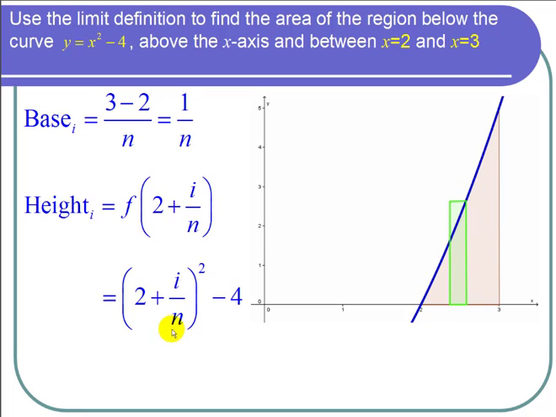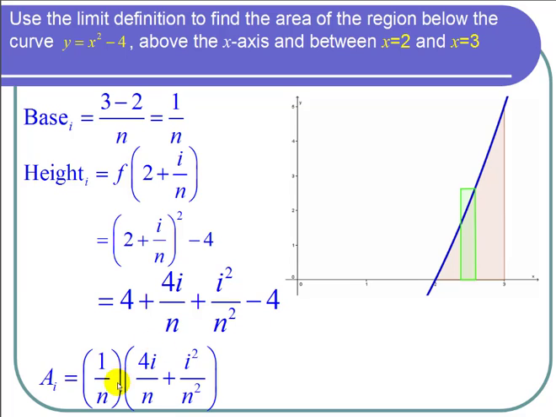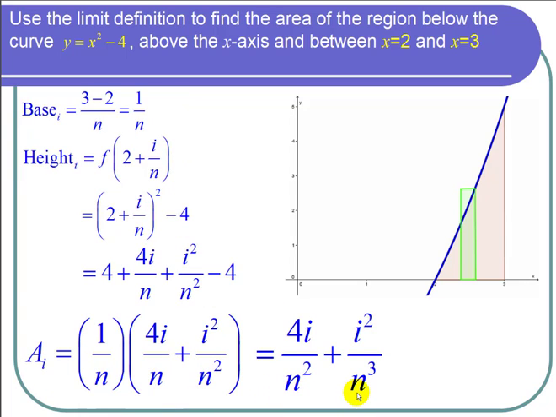And I get 2 plus i over n squared minus 4. And I FOIL that out. And I got 4 plus 4i over n plus i squared over n squared minus 4. And now I'm ready to find the area of this rectangle. So the area is the base times the height. The base is 1 over n. And then I canceled the 4 minus 4 and got the height as 4i over n plus i squared over n squared. So we can multiply the n through.